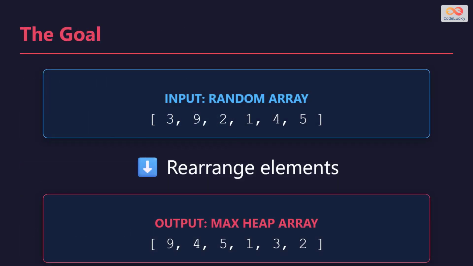So, what is our objective? We start with a random, unsorted array of numbers. Our goal is to rearrange these elements so that they satisfy the Max Heap property, effectively turning the array into a valid heap structure, as shown in the output here.